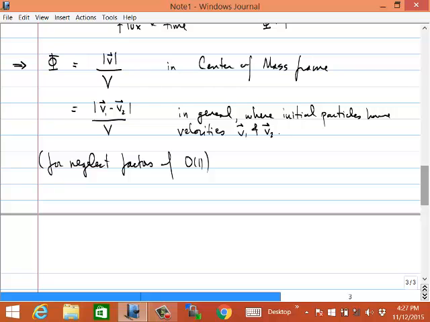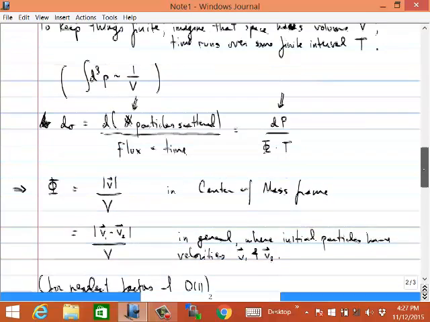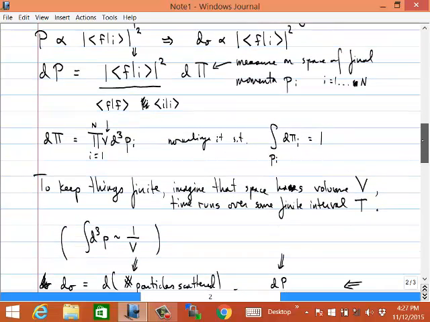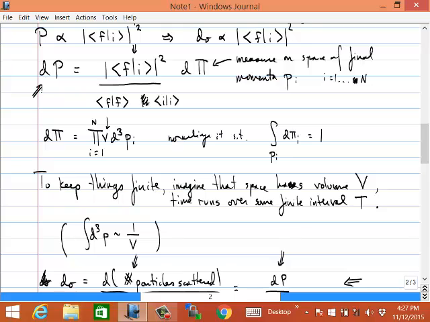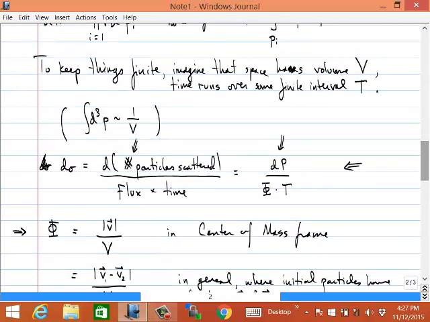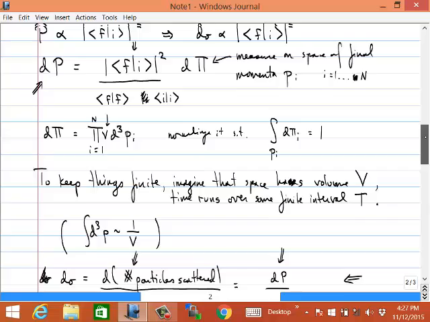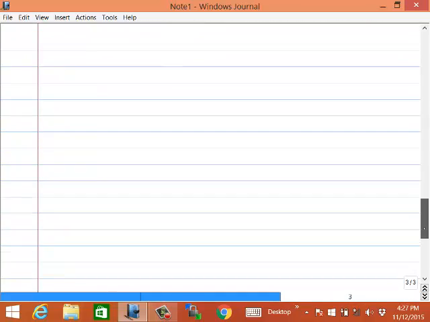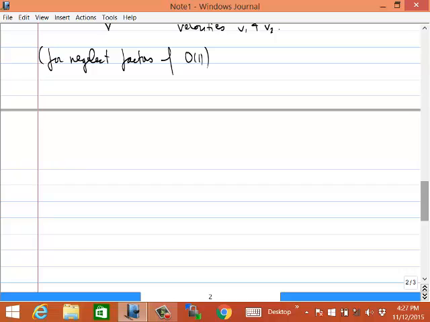Good. Okay, so we're computing the scattering cross-section. We have the differential probability. We wrote it down up here. We have the flux. All we need to do now is compute these quantities that are appearing in the denominator, the norms of the initial and final states.